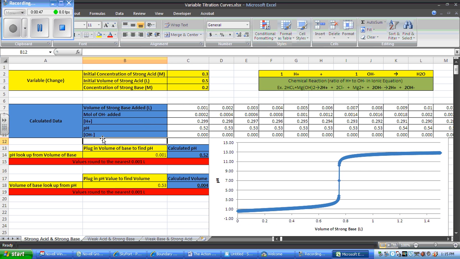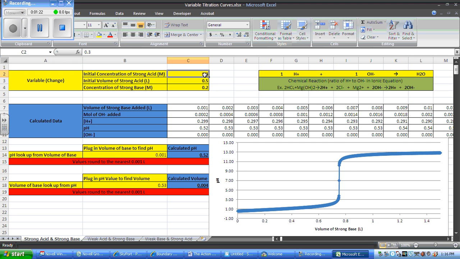So to start off with, we have a strong acid and strong base titration. And basically anything in yellow, the user can change. Well, any of the numbers in yellow, I should say, are the things that the user can change. The words next to it describe what you are looking at. So this is variable, it's in yellow, this is stuff that I can change. I have the initial concentration of the strong acid, and the initial concentration of the strong base that I'm titrating the strong acid with.